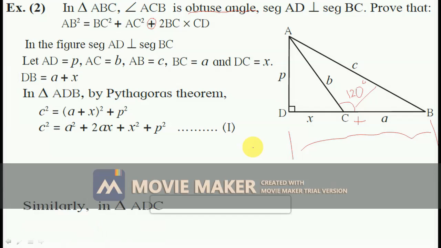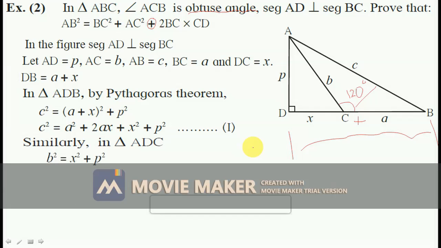Okay, see what is common here in ADC. Perpendicular is also common here for both triangles ADB and ADC. Therefore we can separate p square. Again by the Pythagoras theorem, we write here h square equal to p square plus b square. Here h is b, p is p square, base square is x square. So we can write here b square equal to x square plus p square.